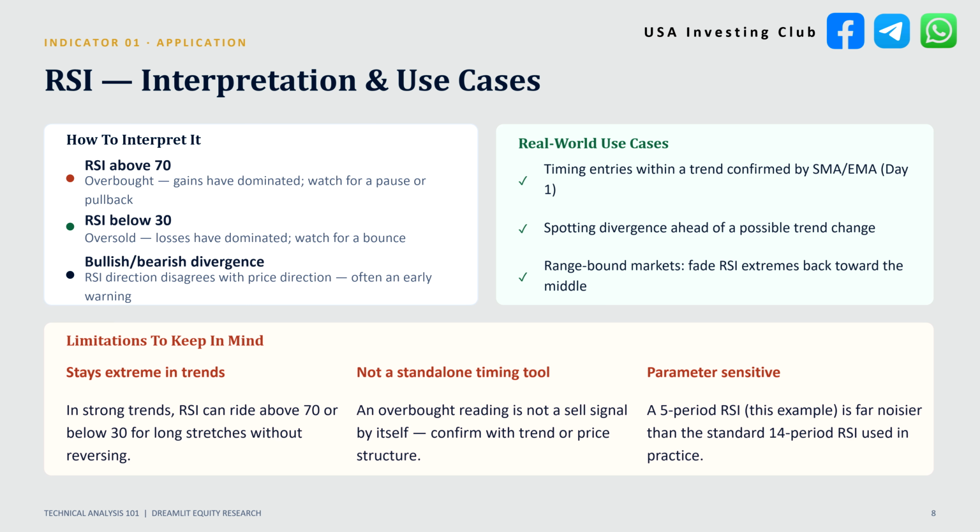But be honest about the limitations too. In strong trends, RSI can ride above 70 or below 30 for extended stretches without ever reversing. So an overbought reading by itself is never a standalone sell signal. You need to confirm it with trend or price structure. And remember, the 5-period RSI we hand-calculated is considerably noisier than the standard 14-period version used in actual practice.